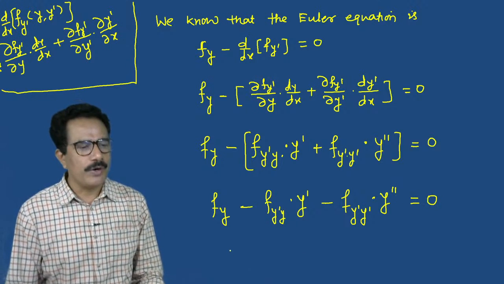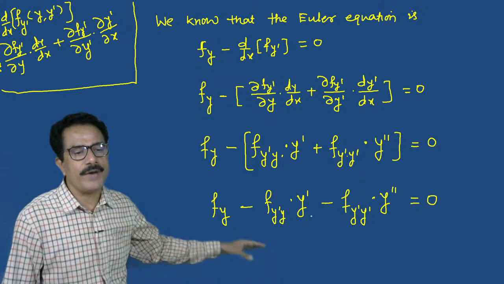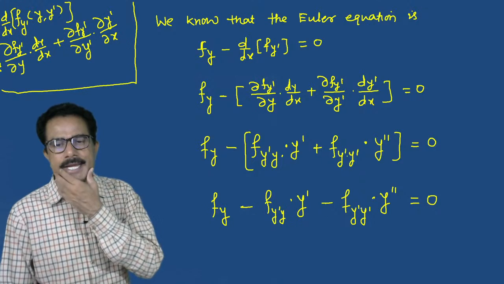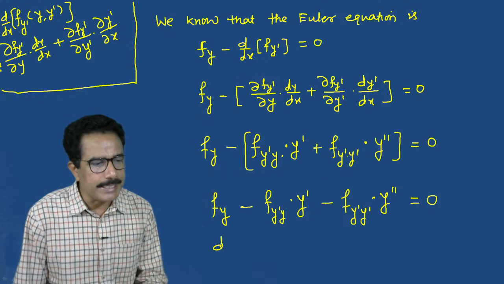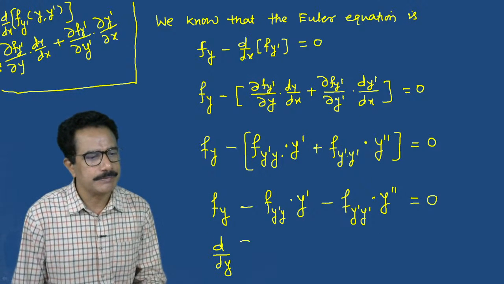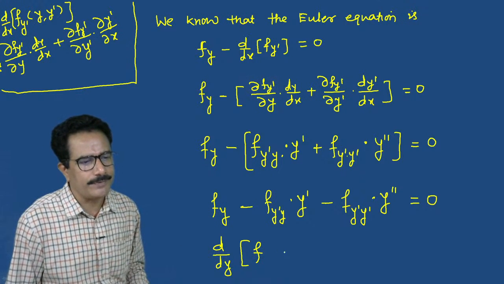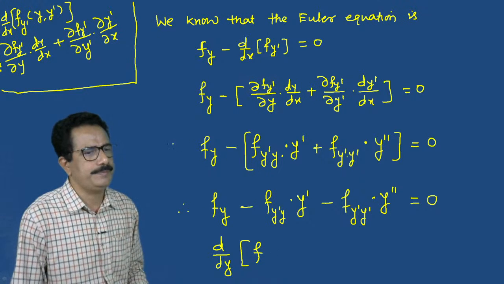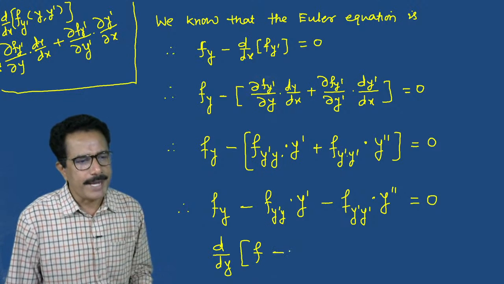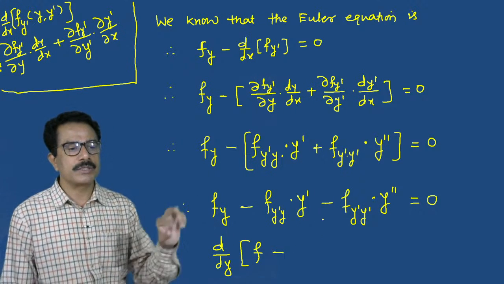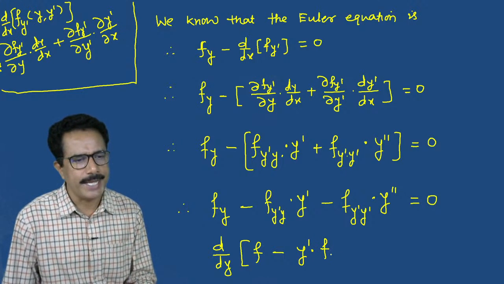So this is the derivative of F y, this is also the derivative of F y. Then we can take, now this product form, this can be written commonly as d by dy of F, that is, d by dy we can write F minus, this is a product, product rule, y dash into F y dash.